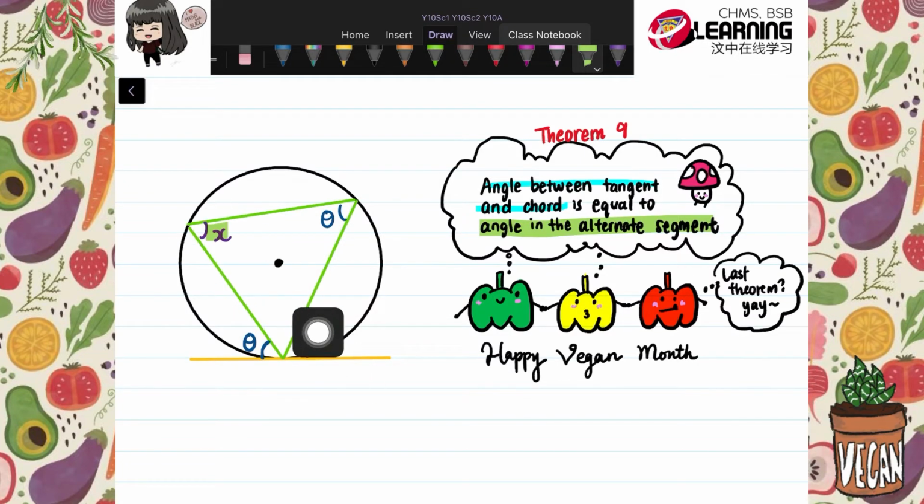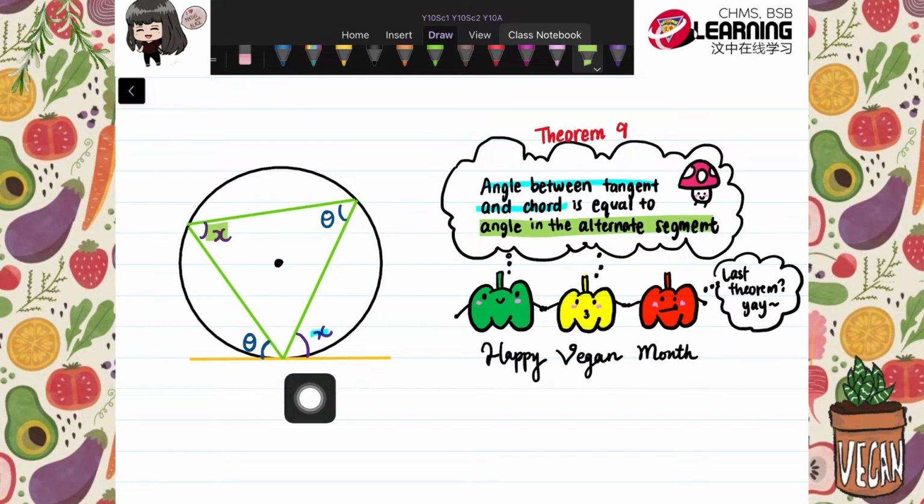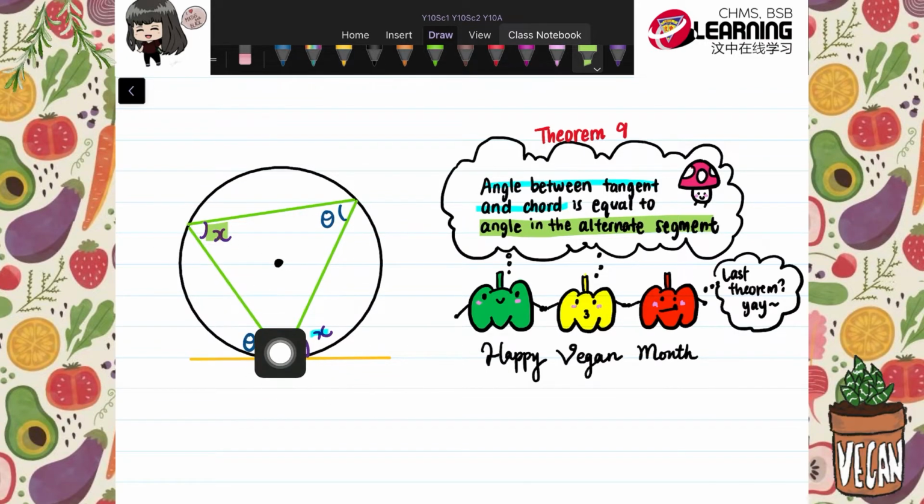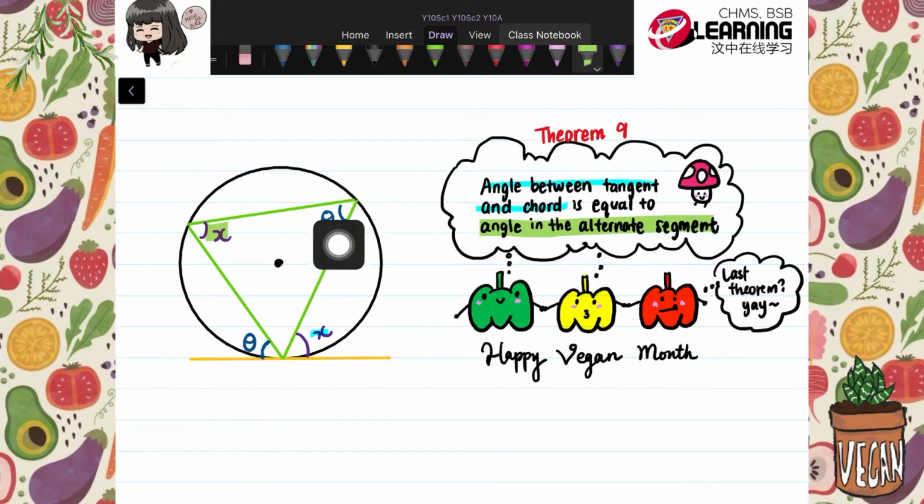That's why I write x. Whereas, if you see the chord number 2 over here, the alternate segment for this chord will be this. You see, from this end of the chord and from this end of the chord touching here, this angle and this angle are the same.